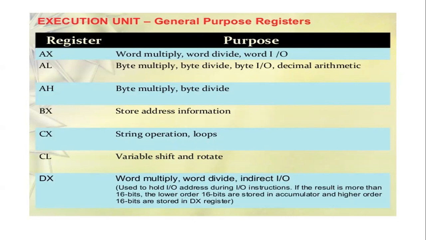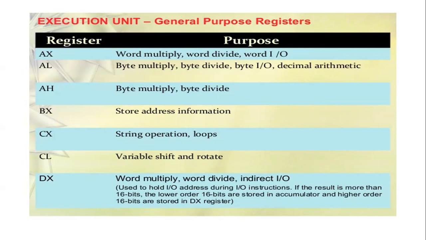The AX register is known as the accumulator register. It is mainly used to store operands for arithmetic operations. BX is our base register. It is used to store the starting base address of the memory area. Next, CX is referred to as the counter. It is used in loop instructions to store the loop counter. The DX register is used to hold the input output port address for input output instructions.